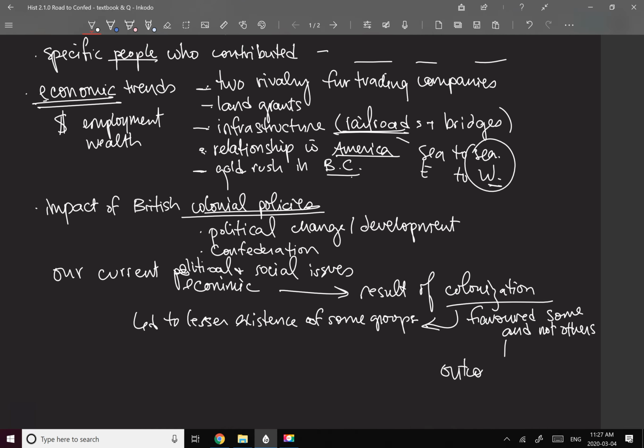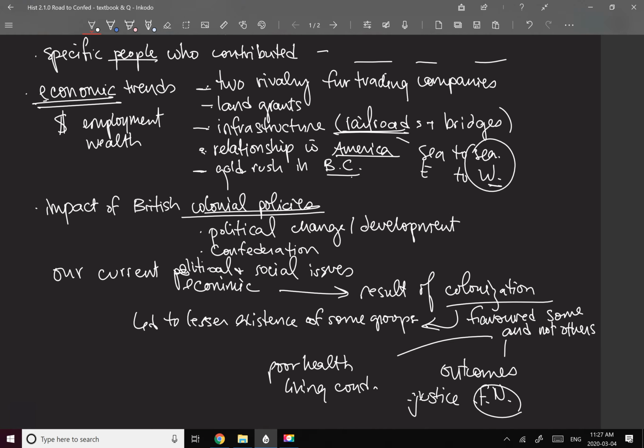And it leads to even things related to our current justice system when we're talking about overrepresentation of First Nations people as part of the criminal justice system, or even things like poor health, poor living conditions, all sorts of things that are specific to First Nations people, as an example, because a place was created specifically for certain types of people. Certain people were favored, other people were kind of removed out of the way, seen as impediments to the progress that was made.